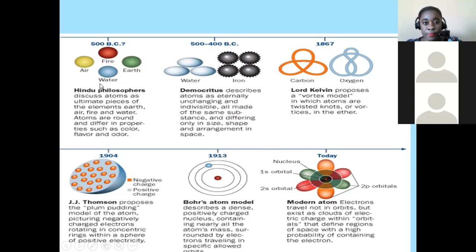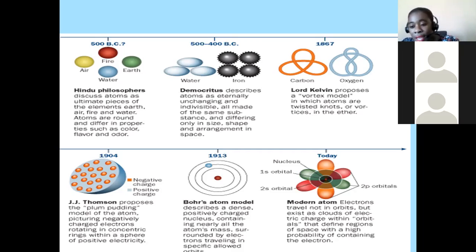Hindu philosophers discuss atoms as ultimate pieces of the elements earth, air, fire, and water. Atoms are round and differ in properties such as color, flavor, and odor. Very good. So that's what the Hindu philosophers did. They basically discussed atoms as ultimate pieces of the elements, earth, air, fire, and water, because those were what the scientists studied at that time.